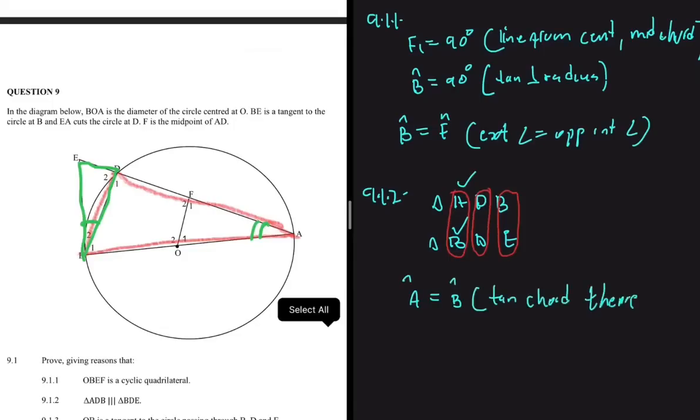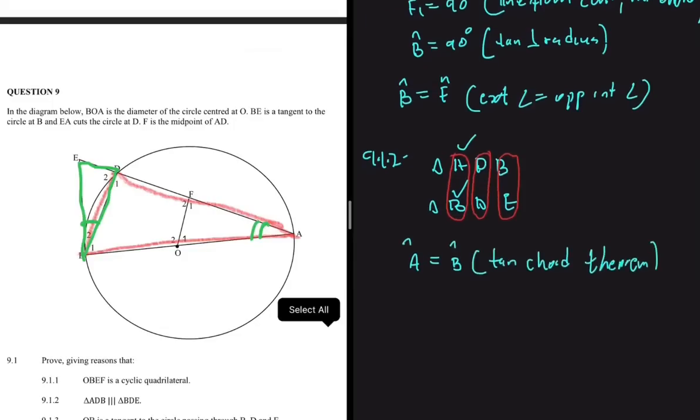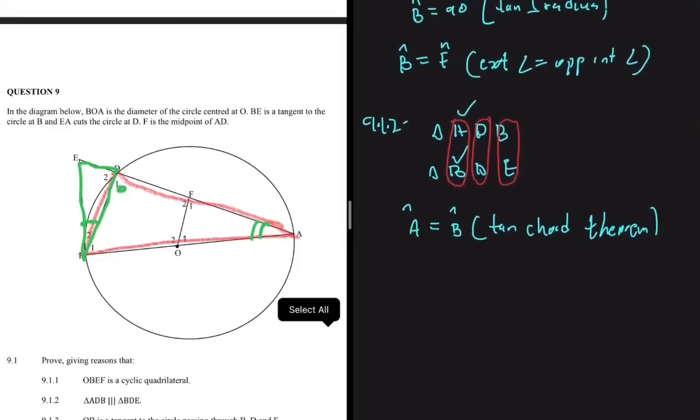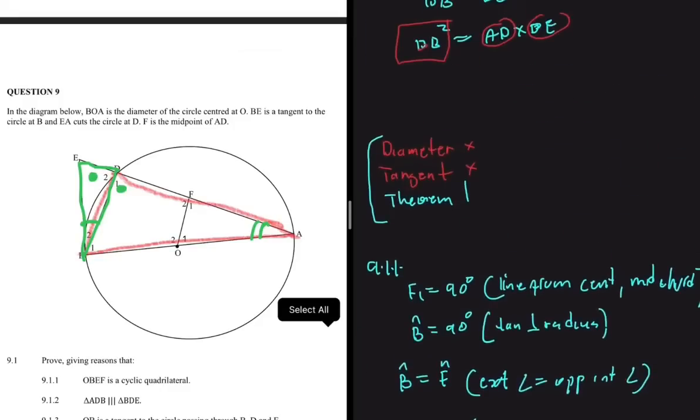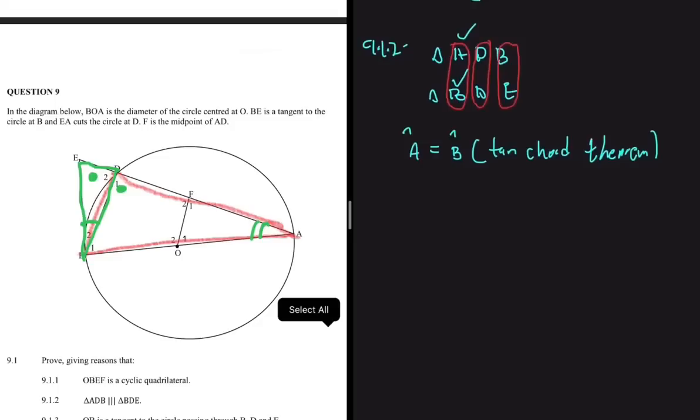And then now we can go ahead and see that angle D in triangle ADB is equal to angle D in triangle BDE. So we're saying that this angle here should be equal to this angle here, right? Which keyword are we going to use? We have diameter, tangent, and theorem 1. We're going to use diameter in this question, right? Why are we saying diameter? Because D1 is equal to 90 degrees. Why are we saying it is equal to 90 degrees? It's being subtended by a diameter, right?